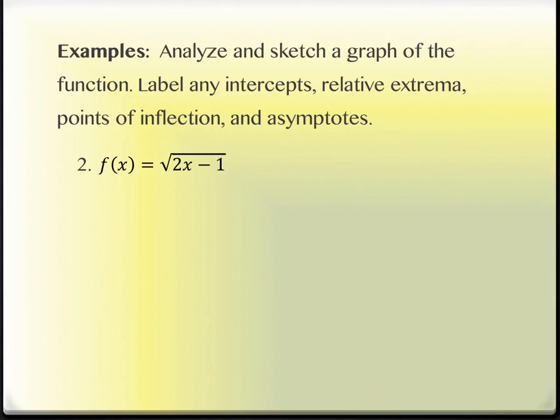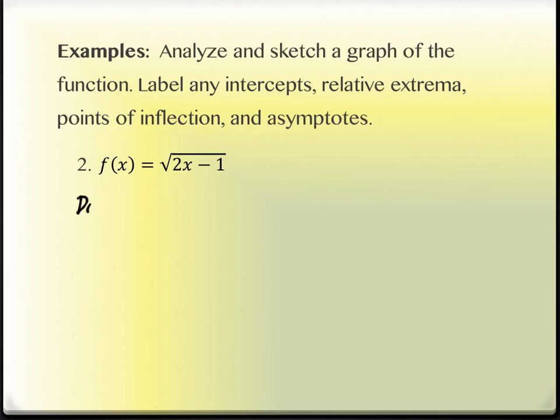All right, analyze and sketch. Same directions. You might be like, okay, well, this is a square root. Why is that easier? It's actually easier because there's fewer pieces of information. That's why. First of all, there's no asymptote, right? Nope, because there's no denominator. There are some issues with domain, however.